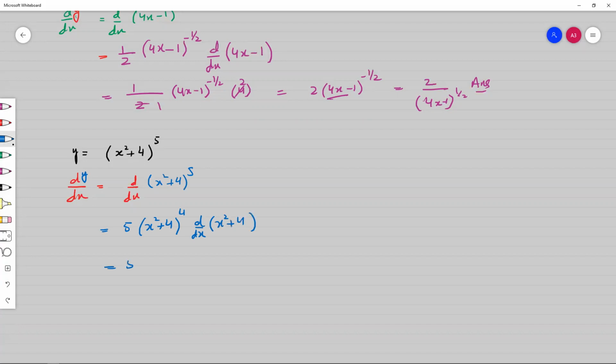Then what would be the derivative of this? Because the derivative of 4 is 0, while the derivative of x square will be 2x. So the final answer, 5 multiplied by 2 would become 10x into (x square plus 4) power 4. It is up to you. You can multiply 10x inside the bracket, or you can just leave it here. So this is the final answer.